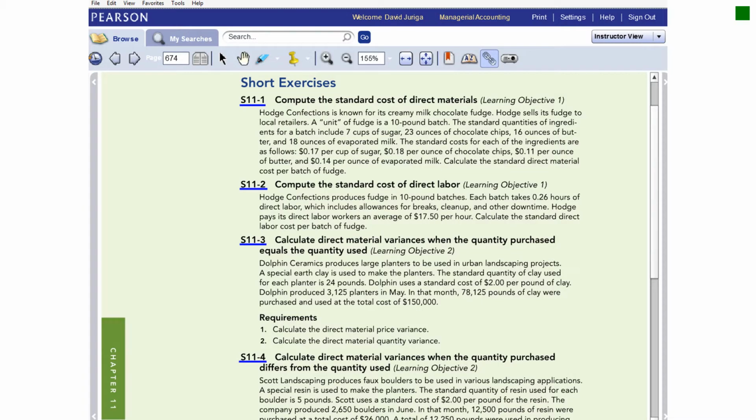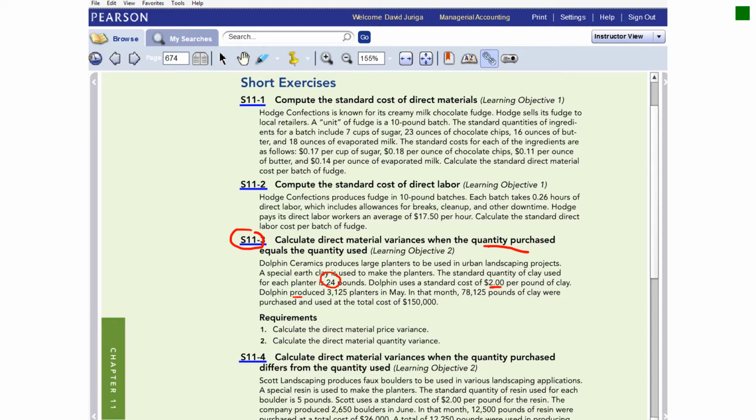Okay, so the next one I want to work with you on is short exercise 11-3. This is to calculate your direct material variances, in this case when the quantity purchased is the same as the quantity used. They produce large planters to be used in landscaping projects. The raw material is a special earth clay. The standard quantity of clay used for each planter is 24 pounds, at a standard cost of $2 per pound.